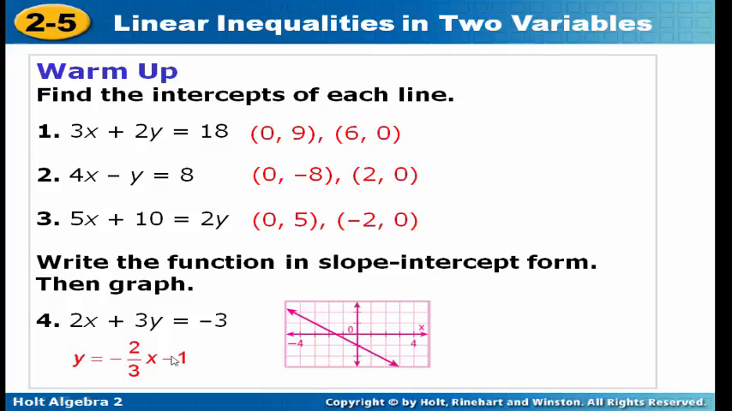So now we have the function in slope-intercept form, and we can graph by using a point or by using the y-intercept, which is (0, -1), and then by using the slope negative 2 over 3, so move down 2 units and then move right 3 units.